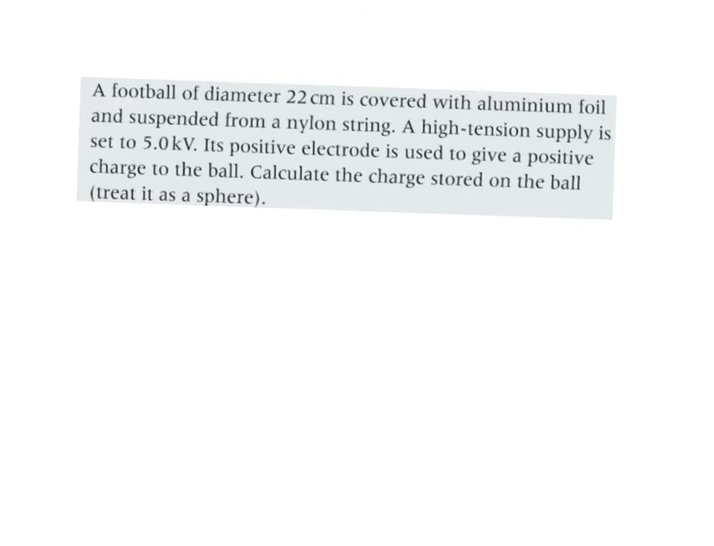We have a football of diameter. So this is the diameter. If I want the radius, usually that's 11 centimeters, so 11 times 10 to the minus 2. It's covered in aluminium foil, suspended from a nylon string, and then you have a high tension supply. So you're given the voltage, which is 5,000 volts, or the electric potential, if you want to call that.